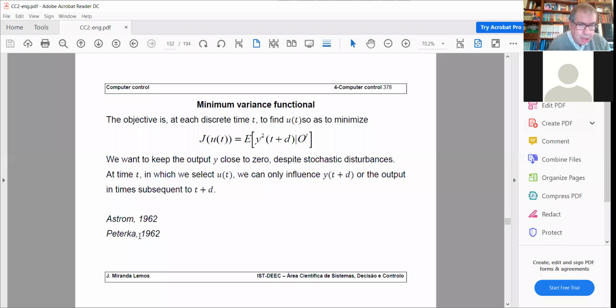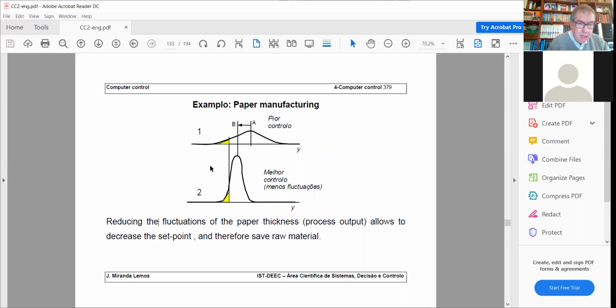Okay, so this is about almost 60 years ago. It was invented almost 60 years ago. So how can we do it? Remember, we have the ARMAX model, and we want to use the ARMAX model to find the control law that minimizes this so-called minimum variance functional. Okay, let me tell you a little bit about the relation between quality and control that is made through this control objective.